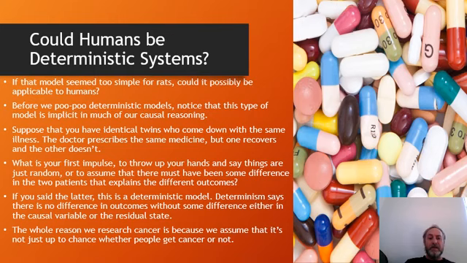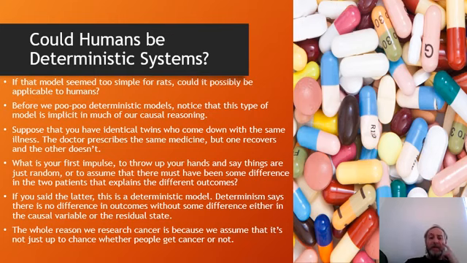So again, suppose you've got identical twins, and they come down with the same illness, and the doctor prescribes the same medicine to both of them. But one recovers and one doesn't. Well, how could we explain this? You've kind of got two options. One is to just say, I don't know, sometimes stuff happens. The world is crazy. There's just randomness out there in the world. You can say that.